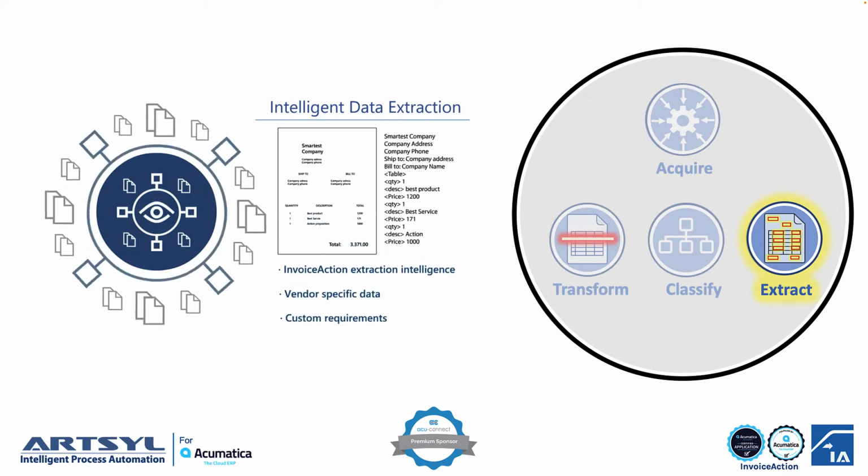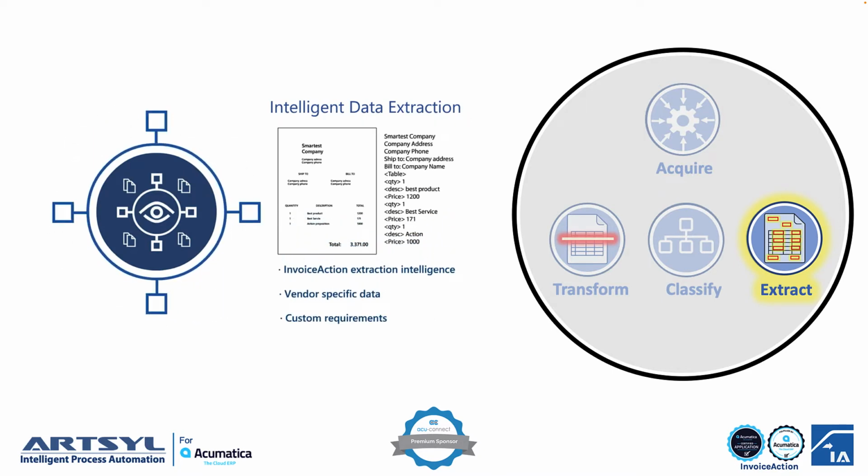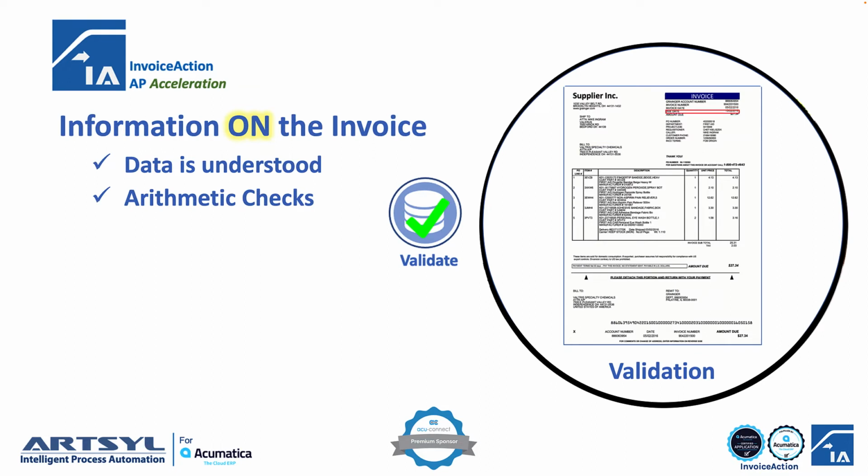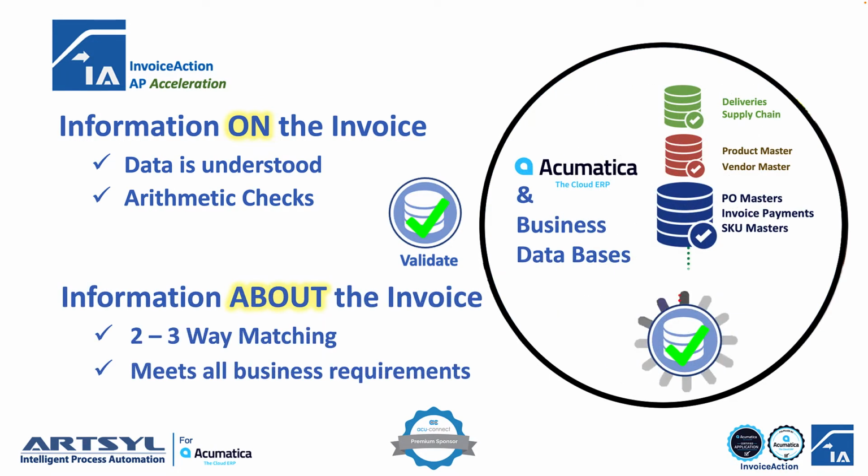Relevant data is extracted based on InvoiceAction's invoice intelligence along with any other vendor or invoice-specific data which you require. InvoiceAction then not only validates the data on the invoice to ensure the data is understood and mathematically accurate, but it also answers many questions about the invoice that would take AP clerks hours to research. Things like, is there a PO for this? Did we already pay this? When is it due? Are the prices correct? Did we receive the items? Is there a special process for this vendor?